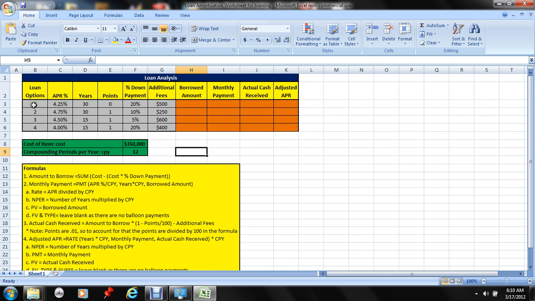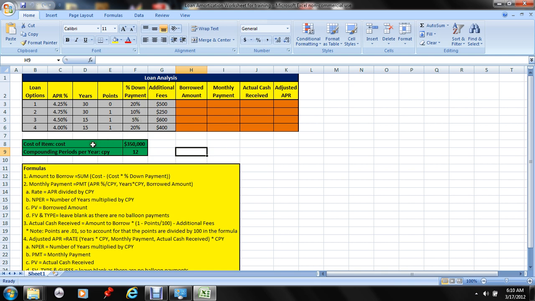So today, the first area I want you to understand and focus your attention on is the gray highlighted area. These are the four loan options I've chosen and the variables associated with those loan options. Those variables are defined as the APR, your annual percentage rate, the term of the loan, which is defined in years, any points which would be paid at closing, the percentage of down payment, which should also be paid at closing, and finally any additional fees.